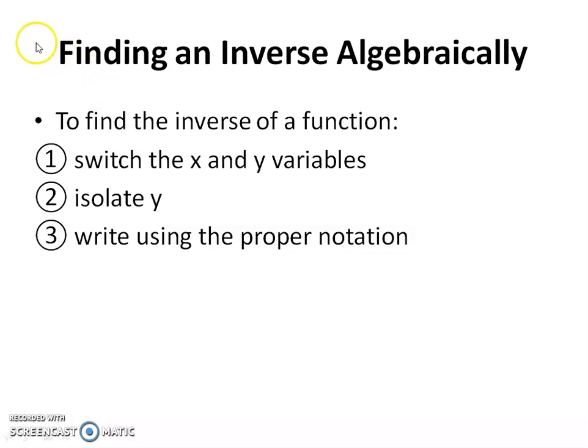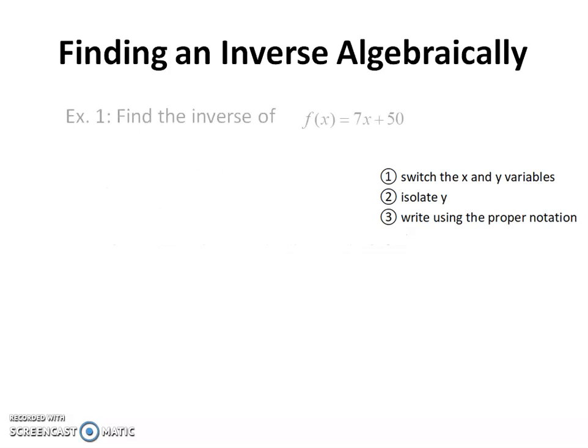So algebraically, which is the first thing we did in class, how to find the rule of an inverse is to, one, switch the location of the x and the y variables, two, isolate the y, and three, write your answer using the proper notation. So here's a quick example of that.